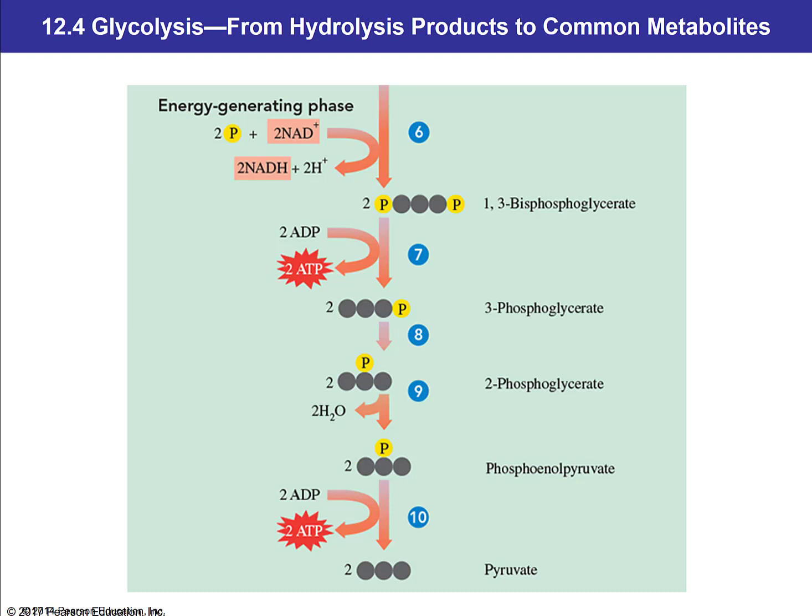So then in step 6, what did I tell you NAD does? Pulls off hydrogen. So see how NAD now becomes NADH, and you get 2 of them. So that means 2 hydrogens get pulled off. So here, hydrogens get removed.